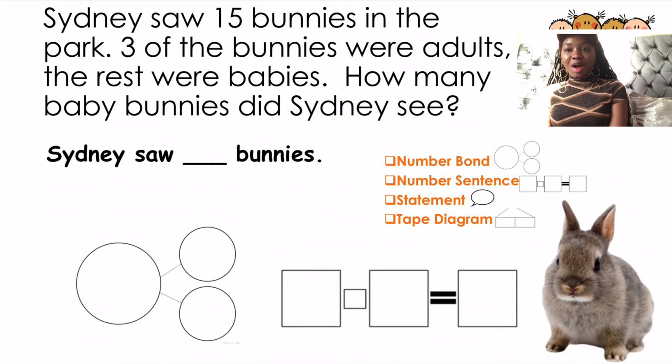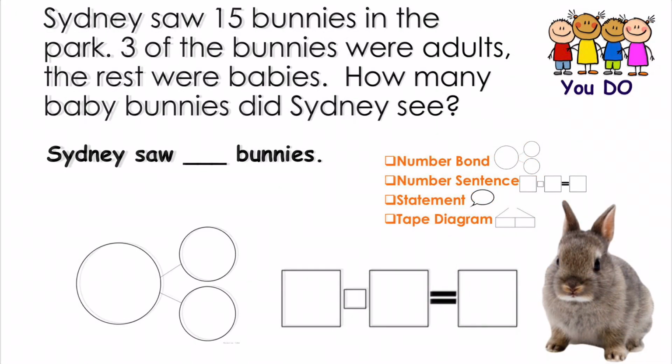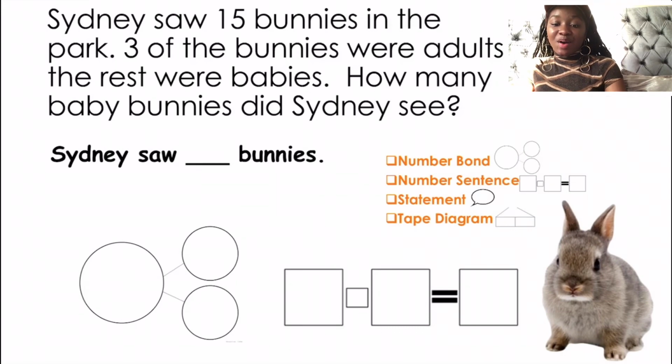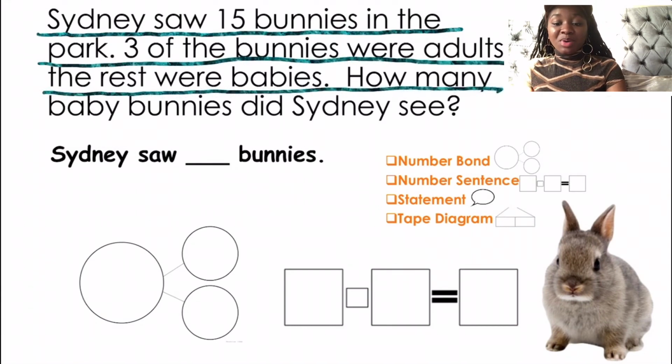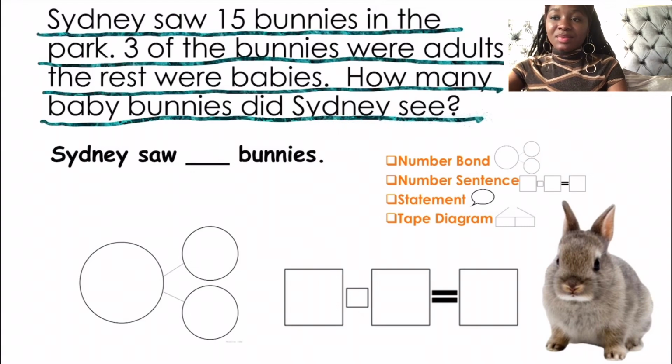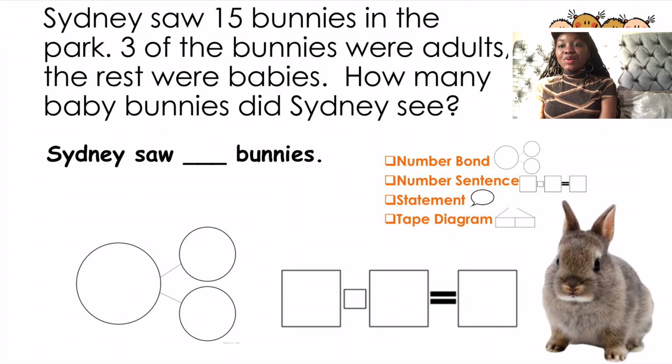Here's your second problem. Sydney saw 15 bunnies in the park. 3 of the bunnies were adults. The rest were babies. How many baby bunnies did Sydney see? Pause the video and solve.